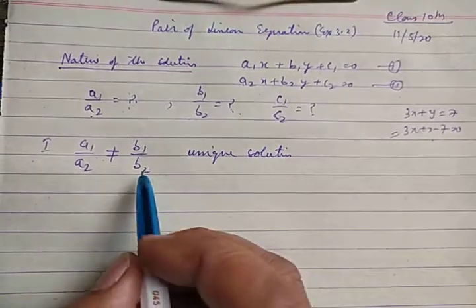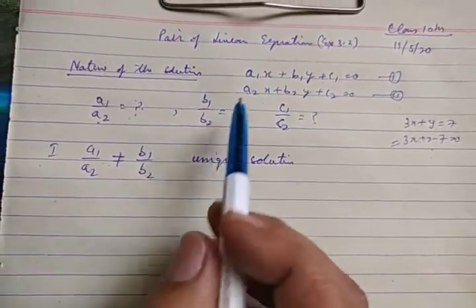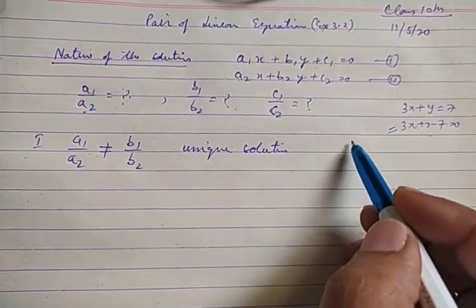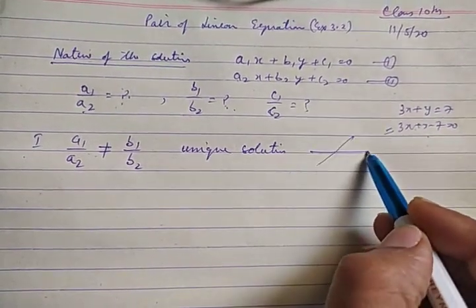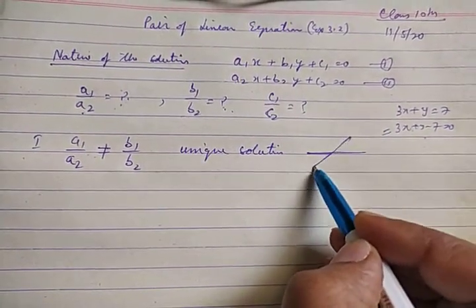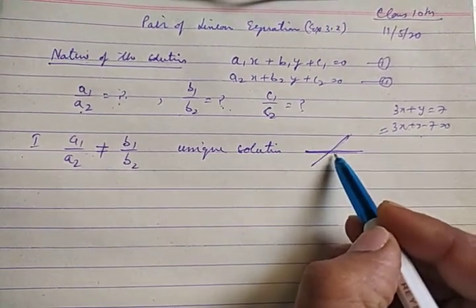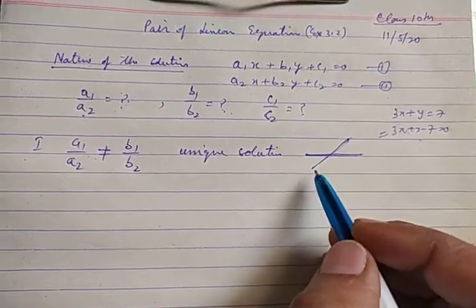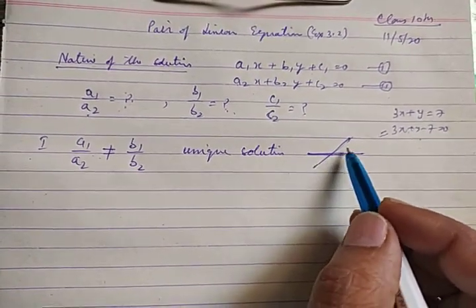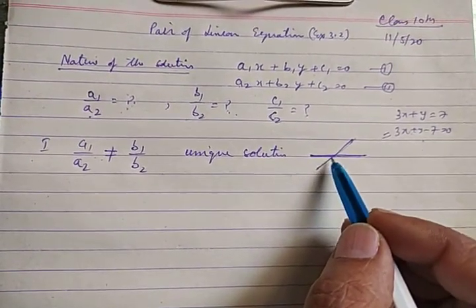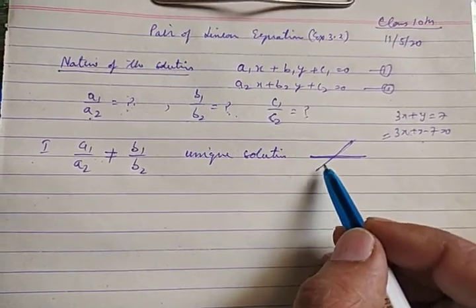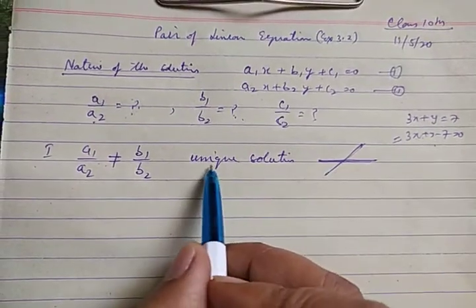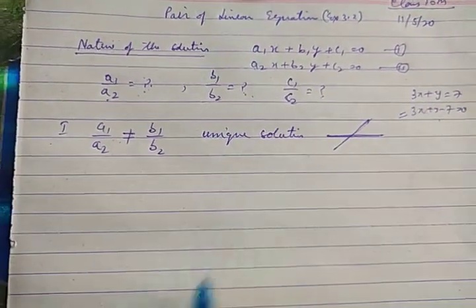Unique solution means there would be one set of x and y which will satisfy the equations, and the graph of these equations would be like this, intersecting lines. I am drawing the diagram, lines would be intersecting, this is the important point. And you know, two straight lines intersect each other at only one point. Wherever they intersect, there would be only one point of intersection. That's why it is called the unique solution.